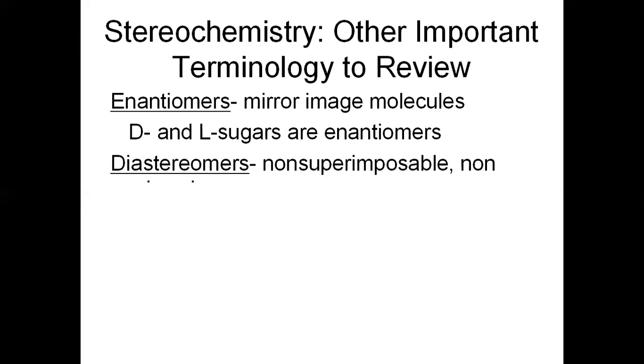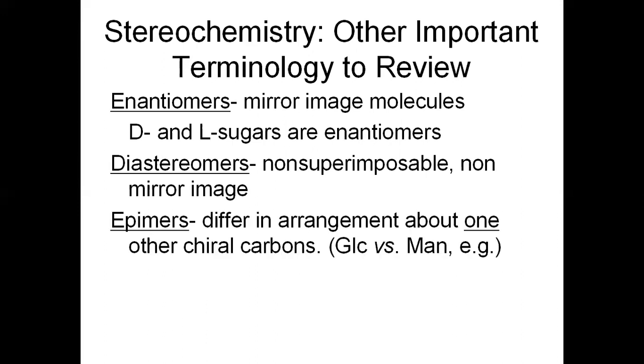Another term is diastereomers, which are non-superimposable, non-mirror images, and I include that definition only for completeness. Epimers are a very important concept in carbohydrate chemistry, and they differ in arrangement around one other chiral carbon. I will point out epimers as I proceed through this lecture.